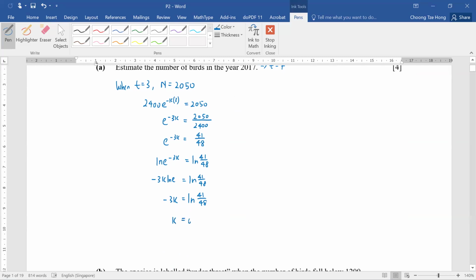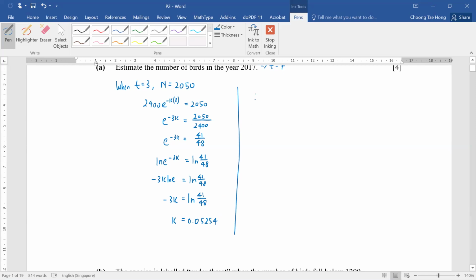Right, so k will be 0.05254. Okay, so we'll write to more decimal places so that later on we can get a more accurate answer for n in 2017. Right, so this is not the end of the question.